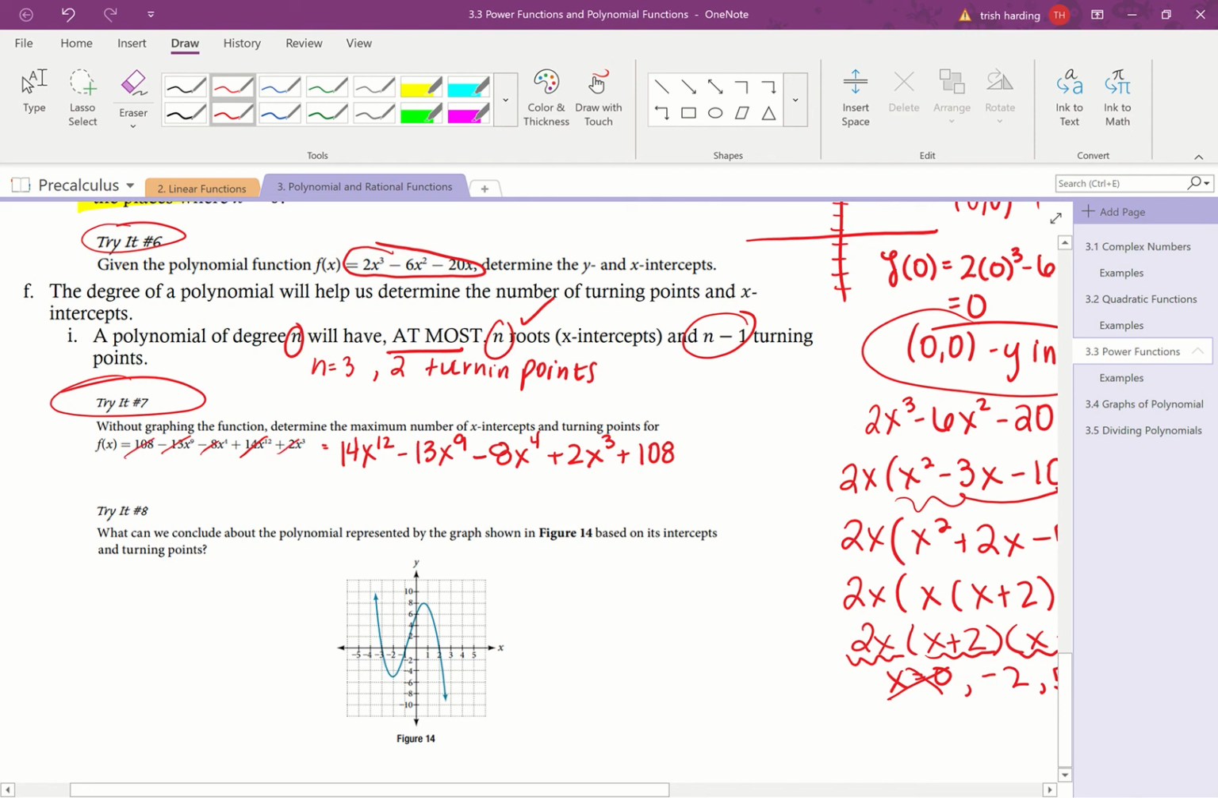And this is what it looks like. So the highest power, our degree, is 12. So that means the maximum number of x-intercepts is going to equal 12, and the turning points are going to equal 11.